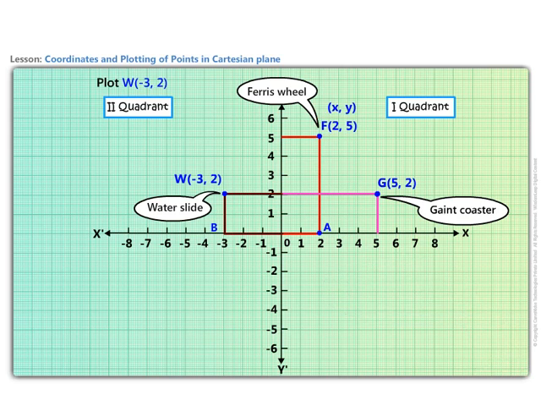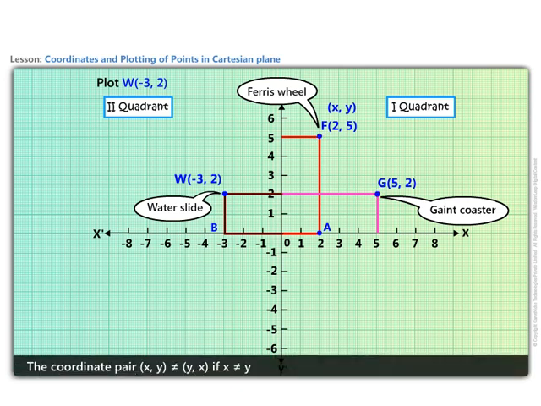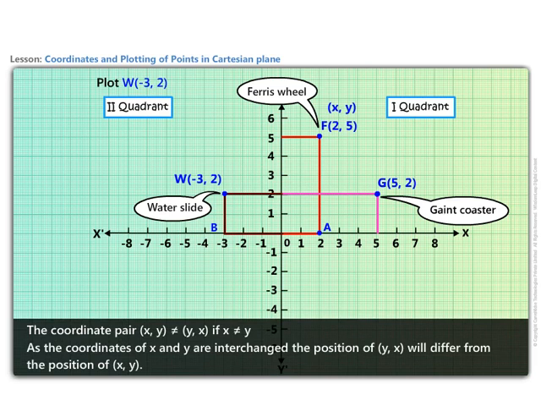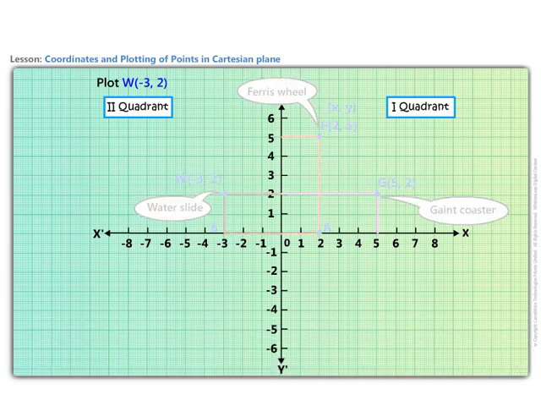No. When we observe the x and y coordinates of the 2 points, we see that though they have the same numbers, they are in different locations. The coordinate pair (x, y) is not equal to (y, x) if x is not equal to y. As the coordinates of x and y are interchanged, the position of (y, x) will differ from the position of (x, y).